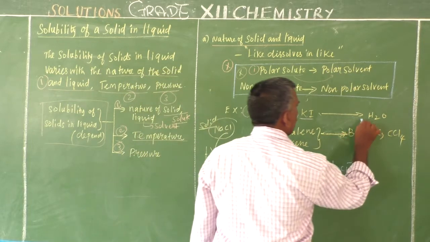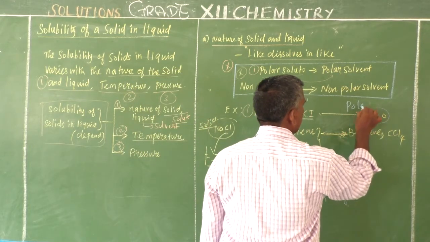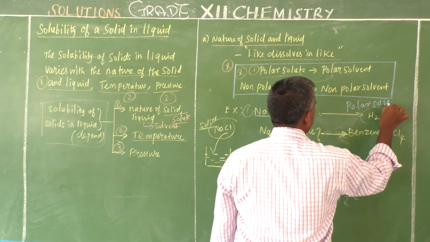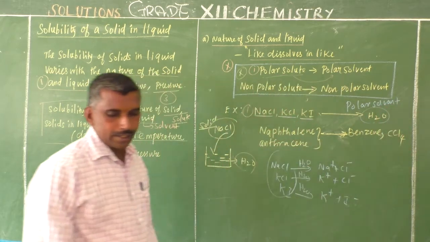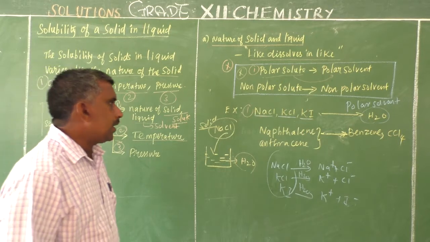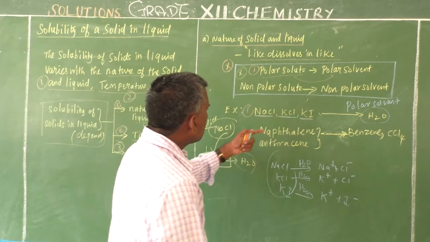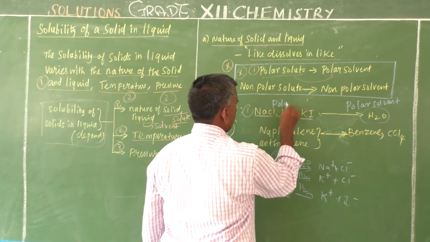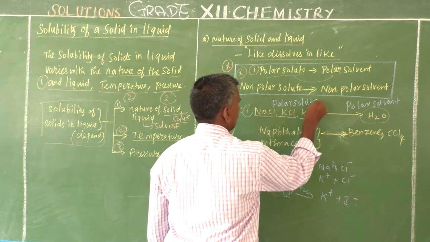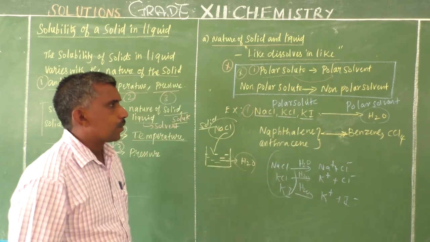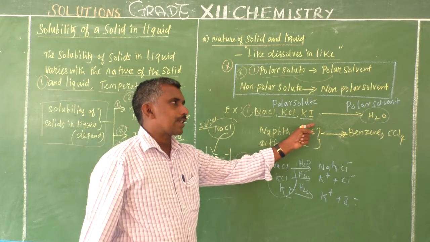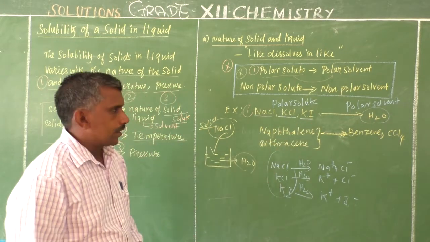Polar solutes dissolve only in polar solvents. Water is a polar solvent. So sodium chloride, potassium chloride, and potassium iodide dissolve in a polar solvent.